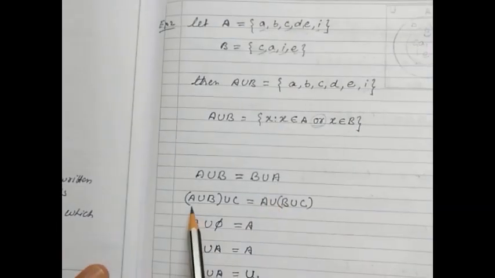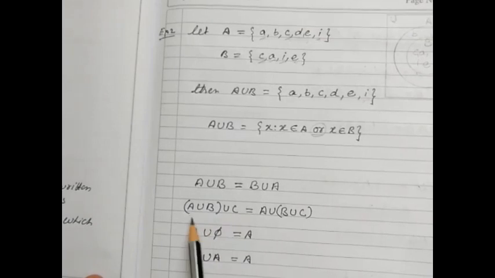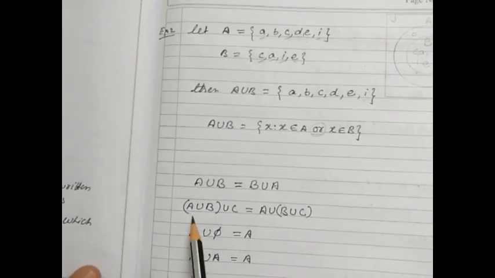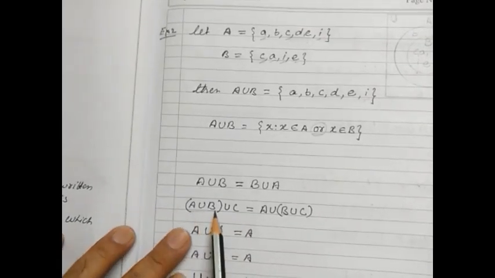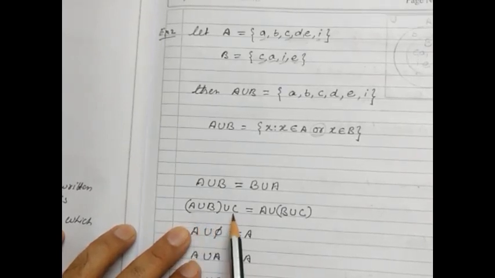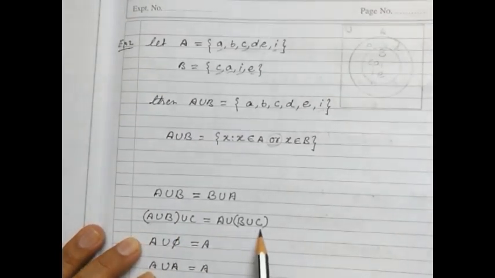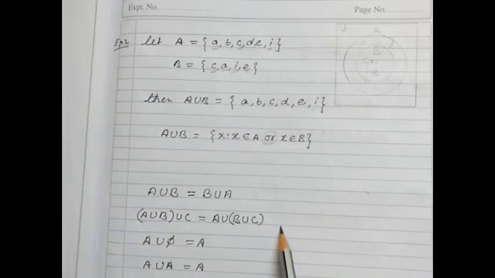Okay. Now further it says A union B union C. If we have three sets, first we list the elements of two sets A and B, and then we list it along with C, so it will be the same way, isn't it? So this is your associative property, isn't it?